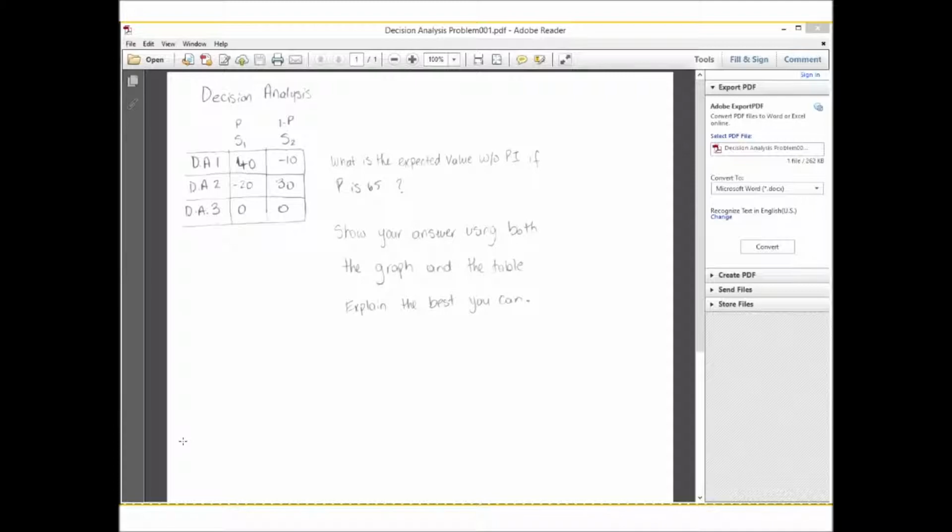And then so we look at the table, and we have decision alternative 1, 2, and 3. Decision alternative 1 for state of nature 1 is 40. For state of nature 2 is negative 10. Decision alternative 2 for state of nature 1 is negative 20. And for state of nature 2 is 30. Decision alternative 3 is 0, 0. So my question is, what is the expected value without perfect information if P is 0.65? So I went ahead and did it, and I will explain to you as we go along.